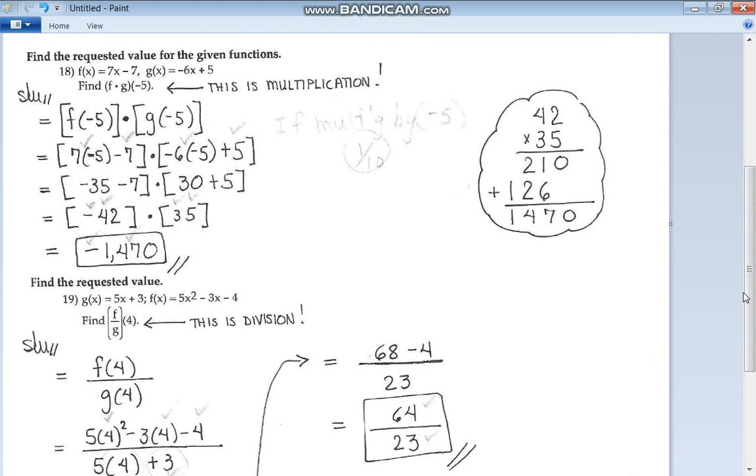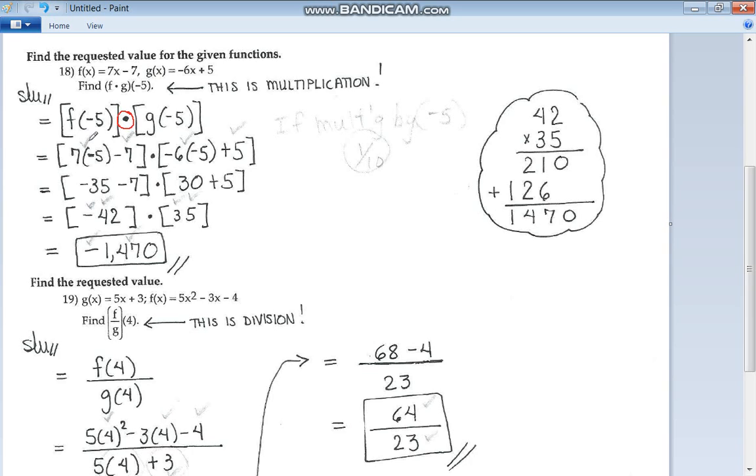Number 18, find the requested value of the given function. f of x is 7x minus 7. g of x is negative 6x plus 5. Find f times g of negative 5. Now this little dot is not a circle. It's a dot. It's multiplication. So that means f of negative 5 times g of negative 5.